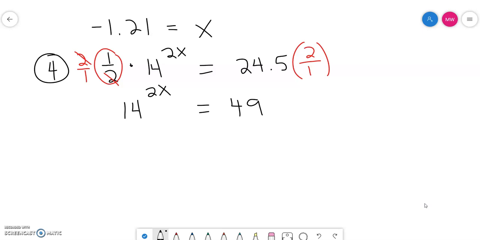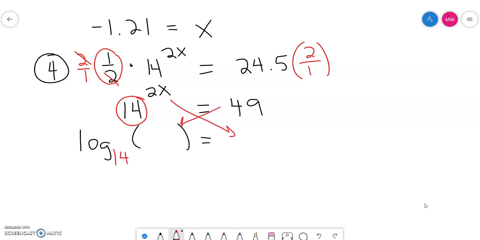Okay, great. So we get rid of the number out in the very front first. When you get down to just this part where you have the power, that's where you switch it to a log. The opposite of an exponent is a log. So you're going to take the base and drop that straight down into the base of your logarithm. Everything else just needs to switch sides. So we've got the 49 and then equals 2x.